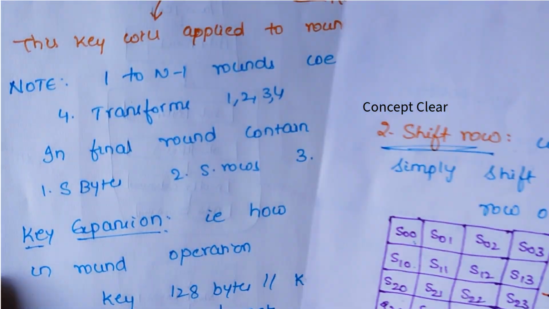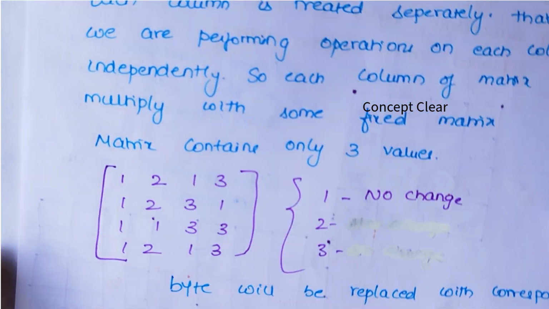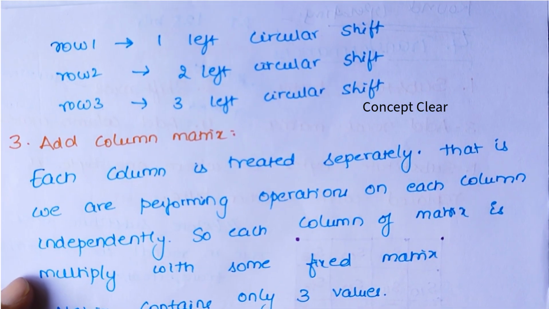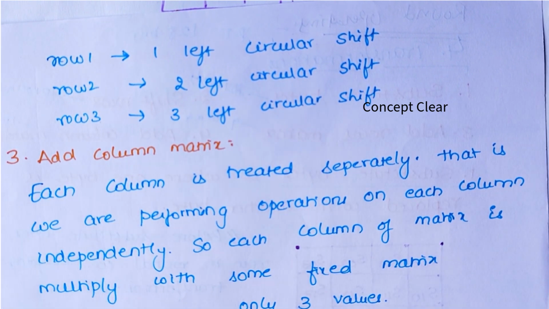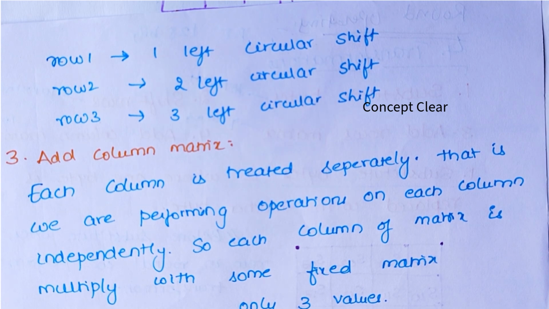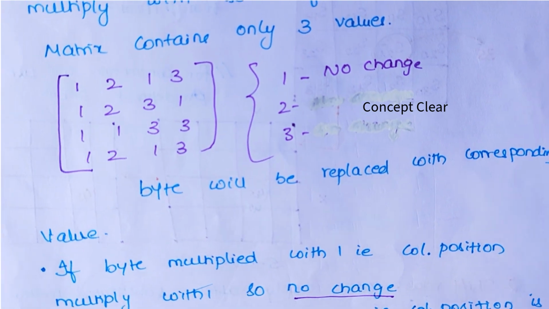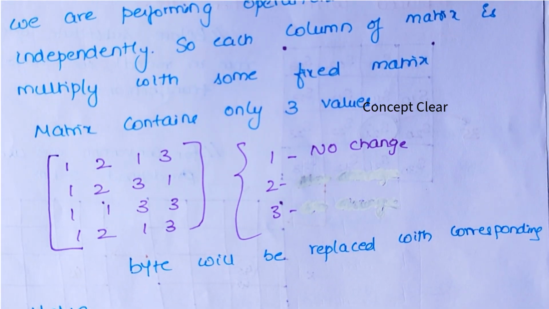This is the second transformation. And what about the third? The third transformation is nothing but mix columns. Here each and every column is treated separately. Don't get confused here. In this one, each and every column will be treated separately, that is, we perform the operations on each column identically.